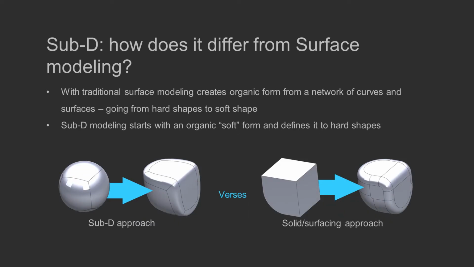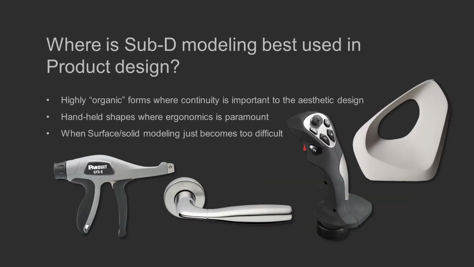Basically, the workflow for a traditional surface model, in creating an organic shape, is to build up a number of network curves and then surface patches to then arrive at a final soft organic shape. Now, quite the opposite is true with sub-D modeling. Sub-D modeling starts with a very soft organic shape, and then you work to define it to harder and harder definition. So it's best used in product design when you have very organic shapes that you would imagine be difficult and take many, many features to do in surface modeling.